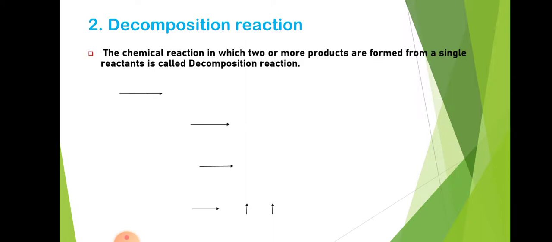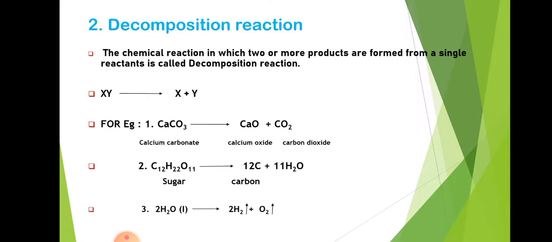So this is one type of reaction. Now the decomposition reaction. In the decomposition reaction, decomposition means breakdown, breakup. So in a decomposition reaction, atoms separate. How? Let's see. It is a chemical reaction in which 2 or more products are formed from a single reactant.